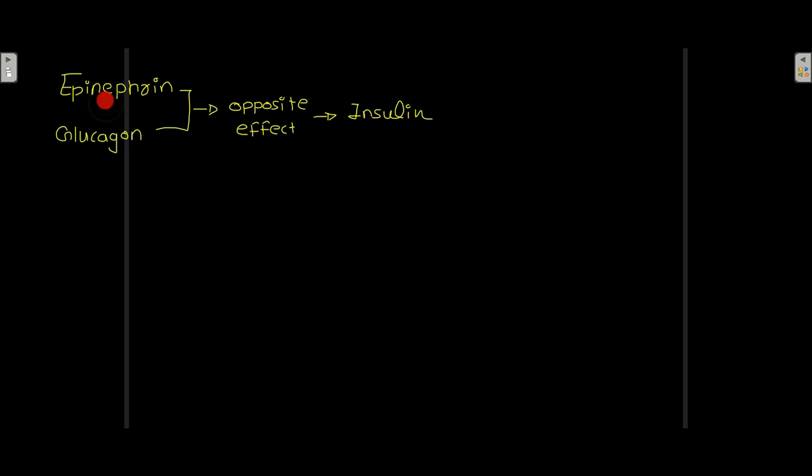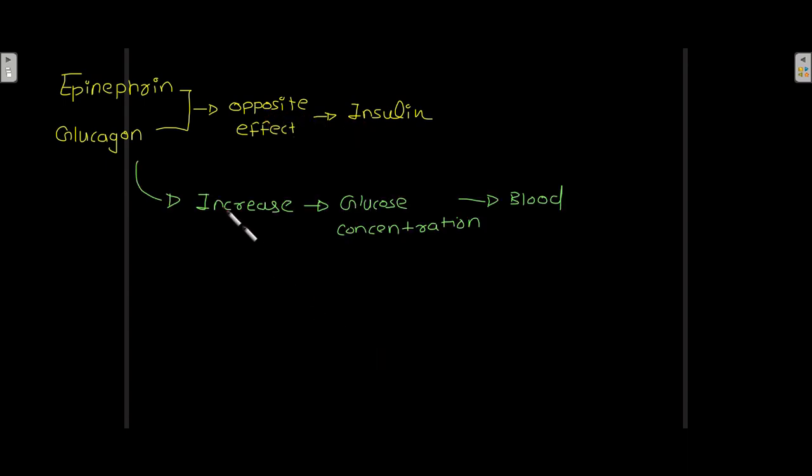Now, epinephrine and glucagon, these two hormones have an opposite effect to insulin. Both of them act to increase the glucose concentration in the blood. Insulin reduces the glucose concentration, whereas both of these increase the glucose concentration. That is the reason why these two have an opposite effect with respect to insulin. Insulin reduces the glucose concentration, whereas epinephrine and glucagon increase it.